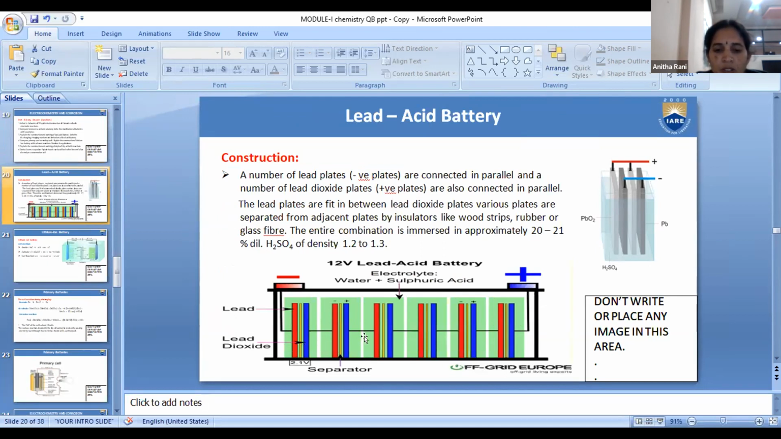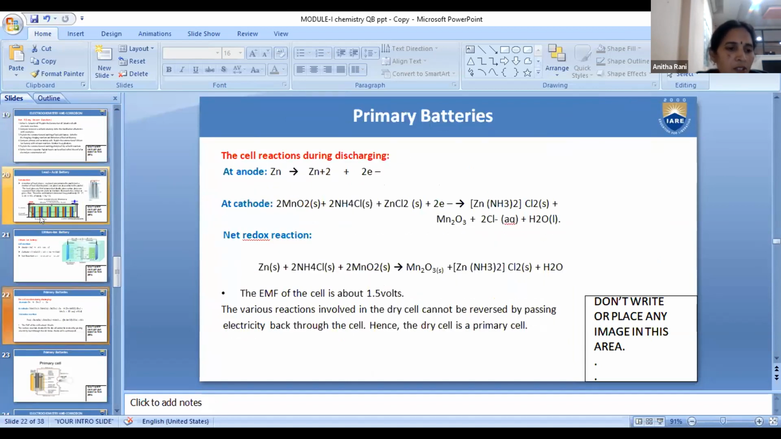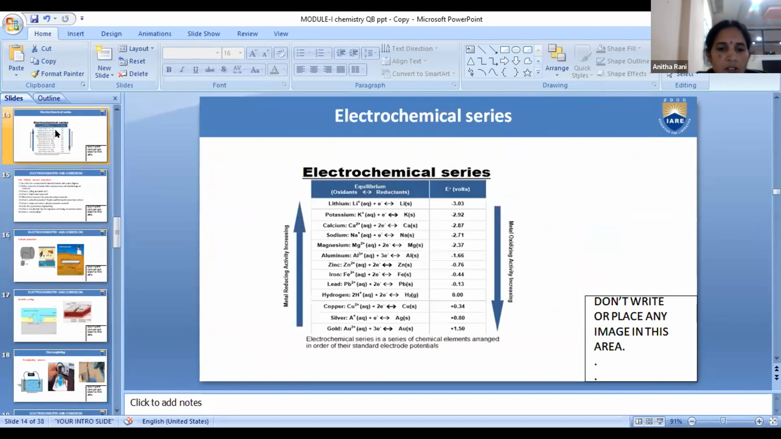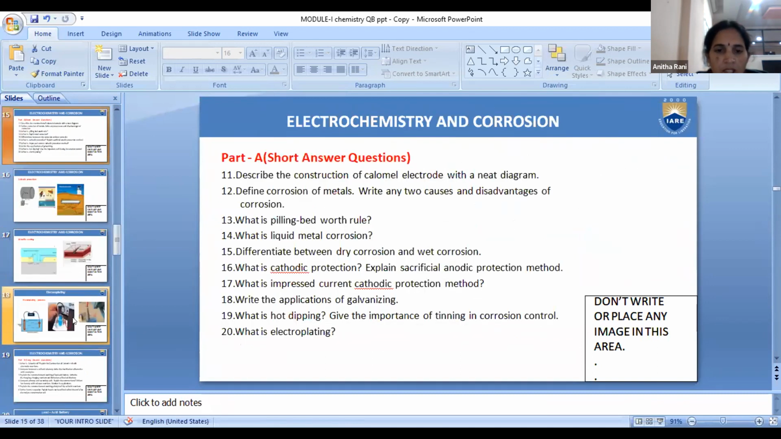1, 2, 3, 4, 5, 6. So 6 cells we are arranging in series, and we are dipping them in the electrolyte, dilute H2SO4. So you have to write the construction. Then after construction, you have to write the working of lead acid battery. Already I told you, discharging and charging reactions you have to write. These reactions you have to learn perfectly. Okay, discharging reaction, charging reaction. Then you have to write.